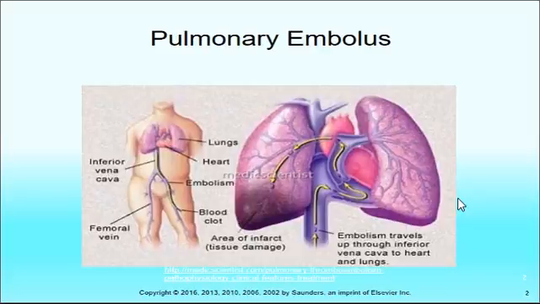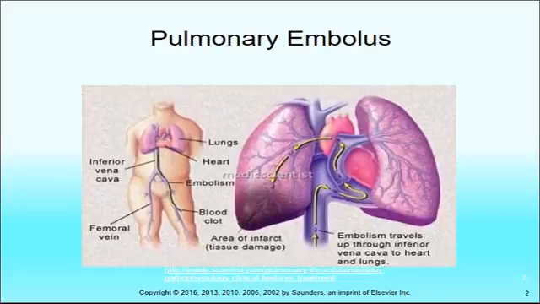It travels through, that comes into the heart through the right side of the heart and into the lungs. And then as this picture shows, it just shows that dark area right in here, which says the area of infarction.